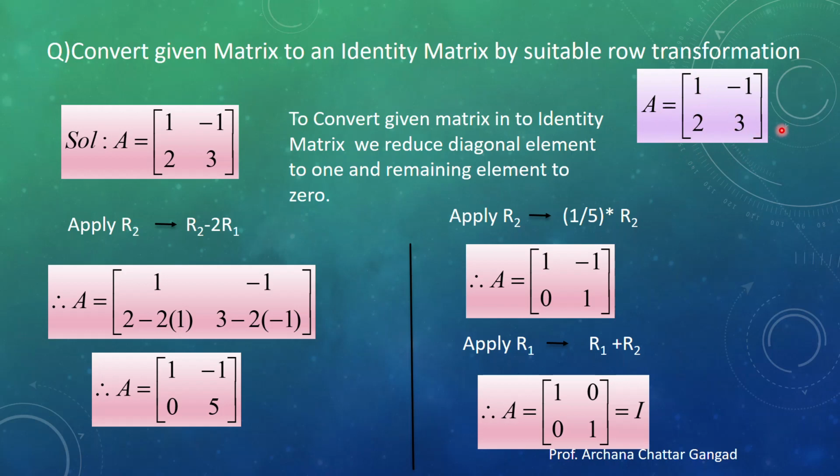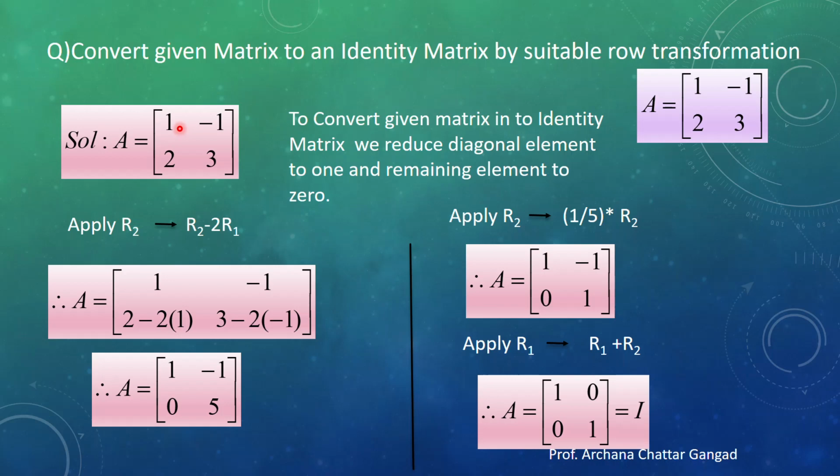Now here we have to convert the given matrix into the identity matrix. So we reduce the diagonal element to 1. इसका मतलब diagonal element जो दिए हैं हमें 1 3, उसको reduce करना है 1 1 and the remaining elements we have to reduce it 0, that is minus 1 and 2 को हमें reduce करना है 0 में. Now observe the diagonal element. Already A11 position has 1 element, so no need to convert it into the 1, right?